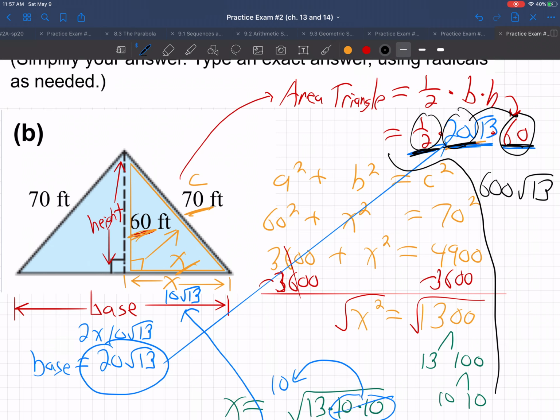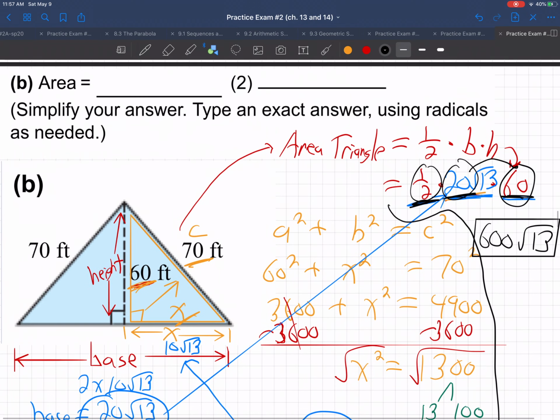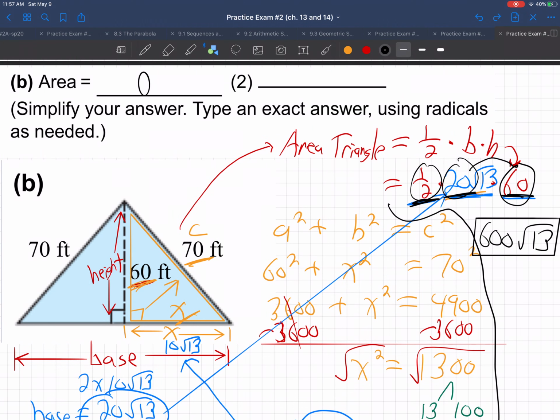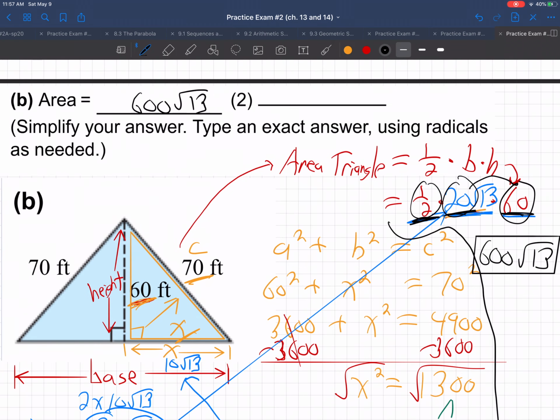A half times 20 times 60 is 600, and the root 13 is just staying there. And so there is our answer, 600 root 13. So we put that in up here, 600 root 13. What are the units there? Well, that is square feet, because area, we're saying how many actual squares fill up that triangle. 600 root 13 square feet.